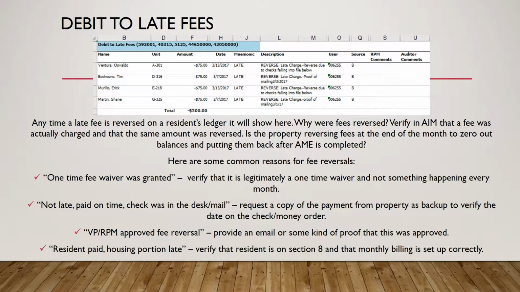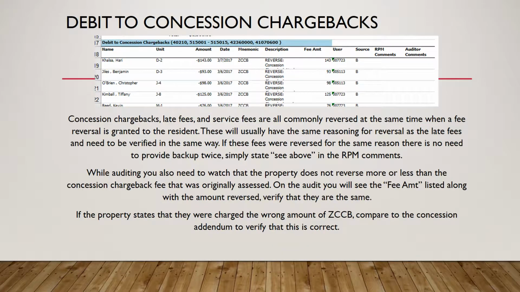Resident paid housing portion late. Verify that resident is on Section 8 and that the monthly billing is set up correctly. Debit to concession chargebacks. Concession chargebacks, late fees, and service fees are all commonly reversed at the same time when a fee reversal is granted to the resident. These will usually have the same reasoning for reversal as the late fees and need to be verified in the same way. If these fees were reversed for the same reason, there is no need to provide backup twice. Simply state "see above" in the RPM comments.